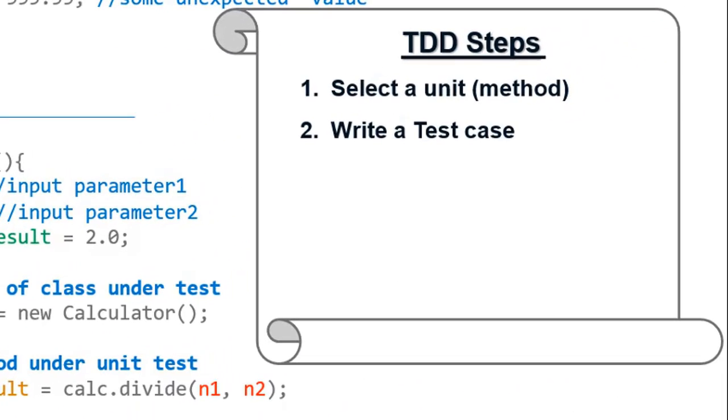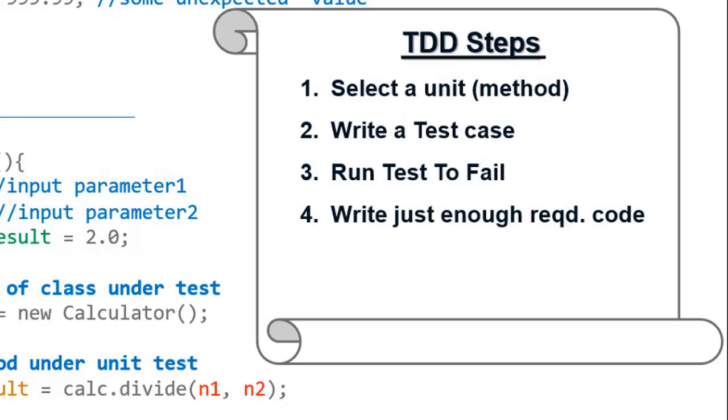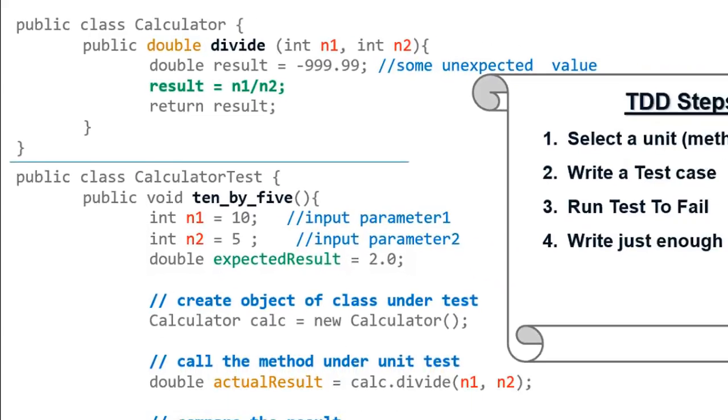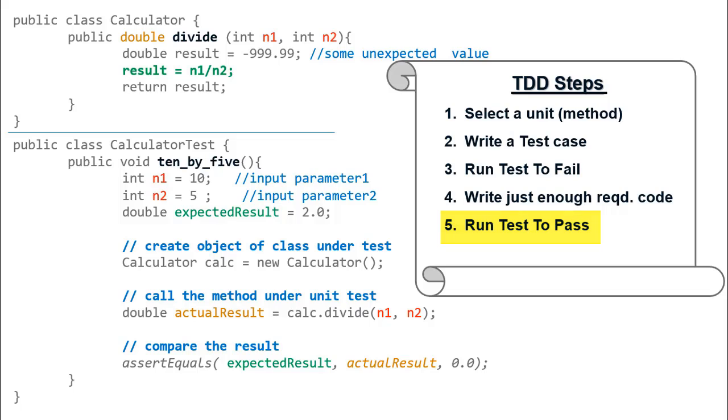Next, the TDD step says run the test to fail. Sounds very obvious, since there is no real logic inside the divide method, it is bound to fail. This is an important step. I will explain why in my next video. Fourth step is to write just enough required code. So let's do it. Now let's execute the fifth step. Run the test to pass.